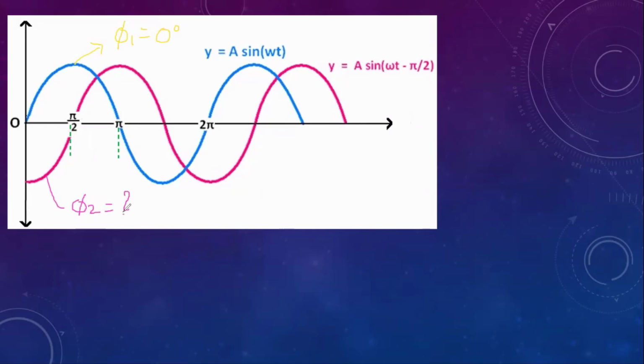How can we find this phi 2? See, it is coming like this. So what is this part of this wave? It is the part of a normal wave. How does a normal wave look like? So in general, this is how it is.